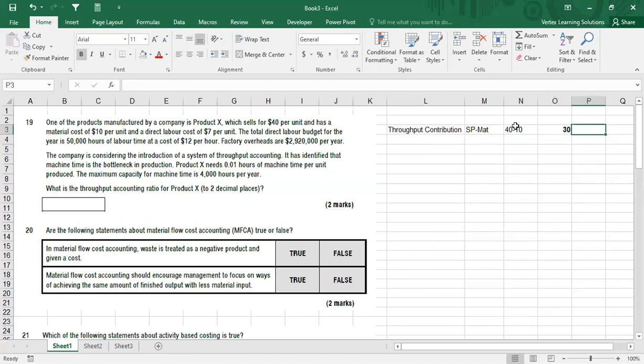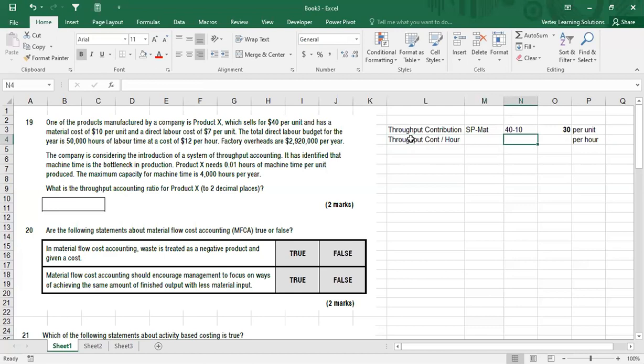But this $30 is per unit, okay? So then how much do you make per hour? Because ultimately we have to calculate the throughput accounting ratio per hour. So this $30 is per unit, but how much is per hour? How much can you make in 1 hour? Of course, you can make much more than that. So we'll say throughput contribution per hour, okay? Per hour. Now, when I say per hour, which hours am I going to speak of?